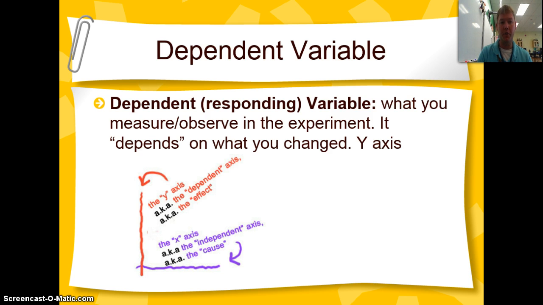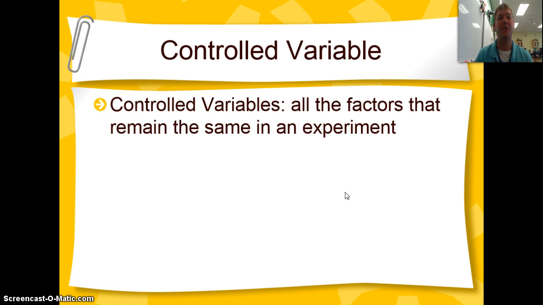and then that leads us to the dependent or the responding variable. It is what you measure or observe in the experiment. All right? It depends on what you change. It depends on the independent. It always goes on the y-axis, and this is the y-axis right here. It's the vertical. It goes up and down. It's the dependent axis. It is the effect. All right? Because you change the independent, this is what happens. This is what you're observing. This is what you're measuring. Dependent variable.